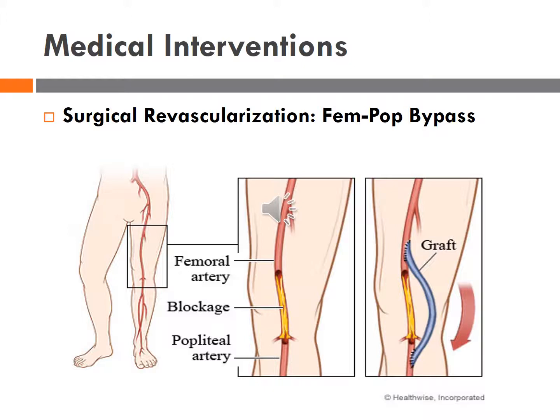Here's a specific look at a femoral to popliteal bypass. So if you look at the figures, there's a blockage along the line of the femoral artery where it divides down into the popliteal artery below the knee. So the graft would just bypass. They suture in a vein above the blockage and reconnect it below the blockage, thus restoring blood flow.